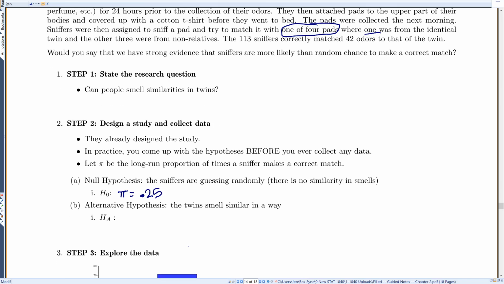Okay. The alternative hypothesis is that the twins smell similar in a way. So if they were going to be smelling similar, they should be guessing or getting it correct more than just guessing, right? So wouldn't you think that their chance of getting it correct if they're not guessing should be greater than 0.25. And so that's what we mean by the research question, is figure out whether a greater than or less than would make more sense to you based on what you're expecting. Okay, so if they can actually tell that the twins smell similar, they should get more than 25% right.